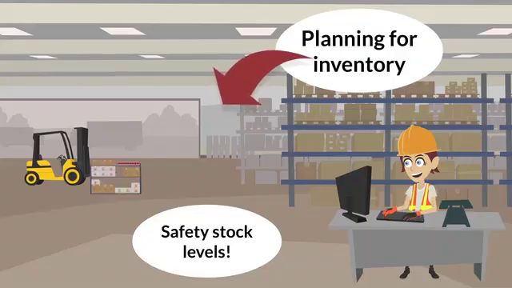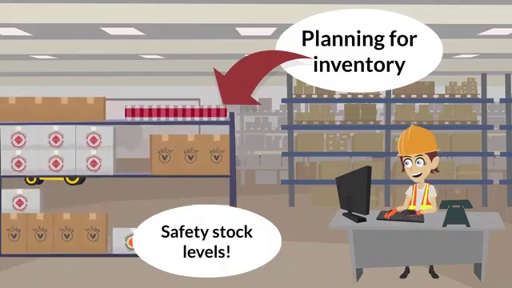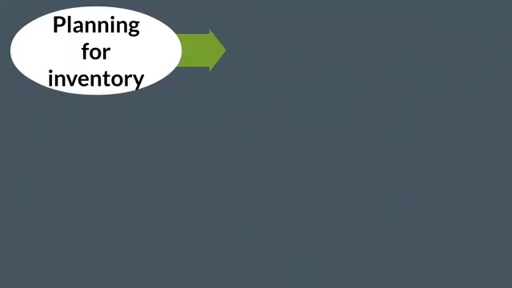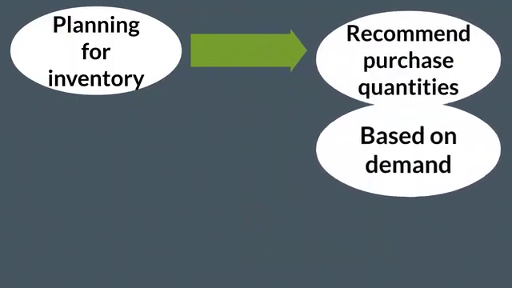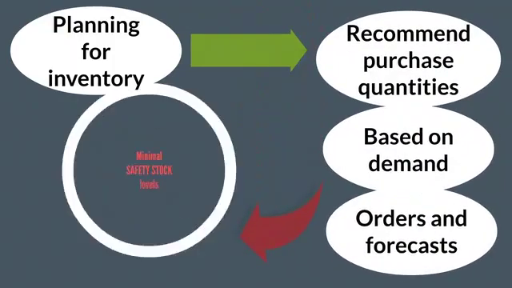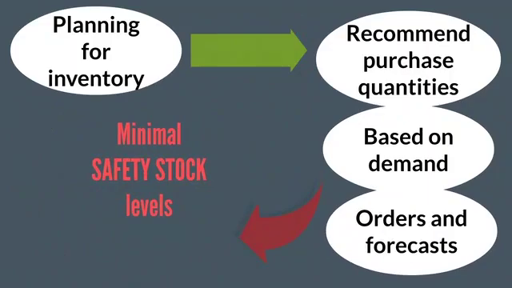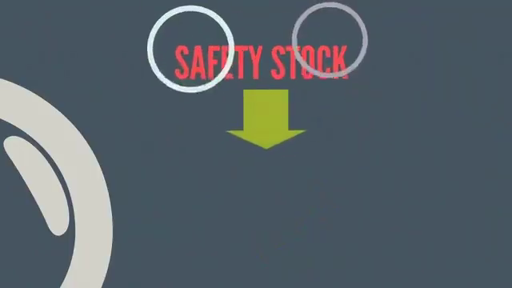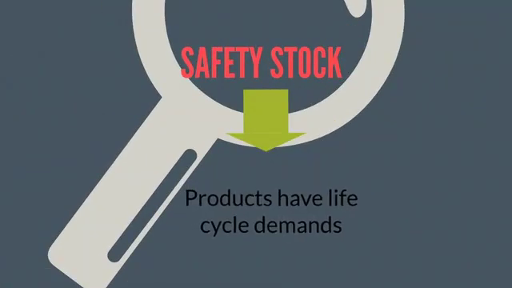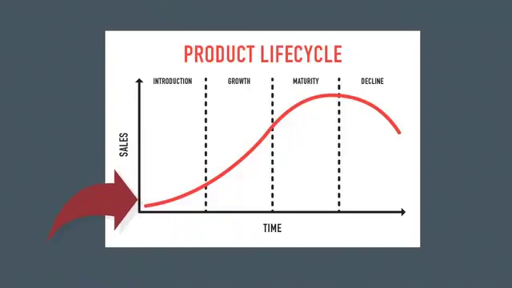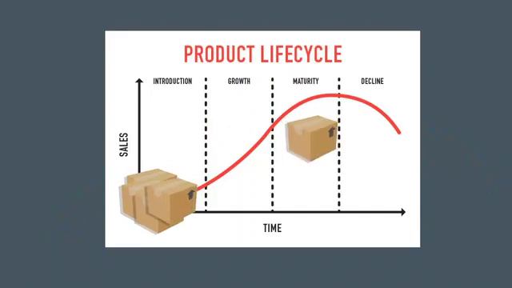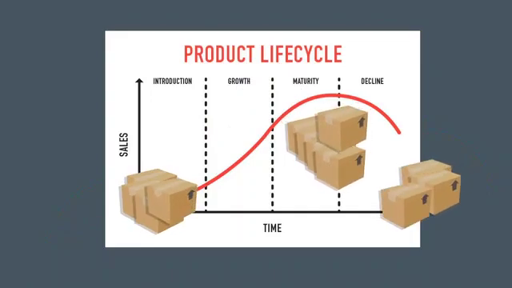This means that when planning for inventory, safety stock levels also need to be considered. And from there, recommend purchase quantities based on the demand, orders and forecasts, and the minimum safety stock level requirements. A company should review safety stock levels often for items regularly sold, as products have a life cycle demand. These cycles typically start slowly, increasing as sales of the items grow and decrease as the product reaches its end of life. So it stands to reason that safety stock levels should increase and decrease following the demand pattern.